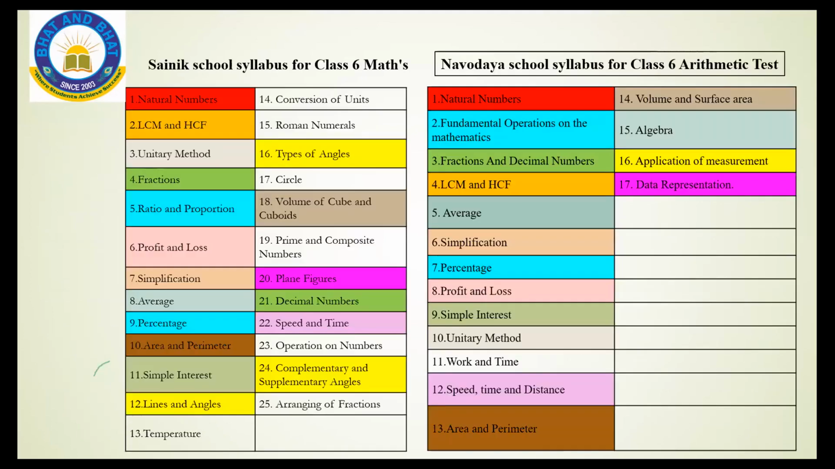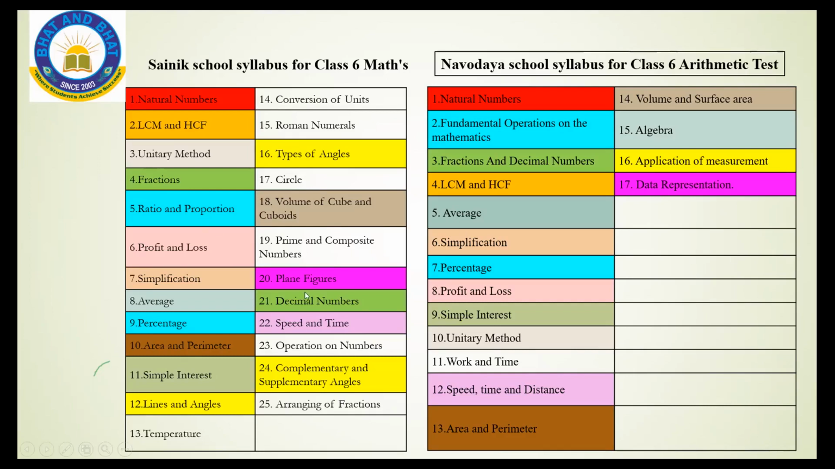Now, going to the syllabuses. Parents, please make a note of this. For both Navodaya and Sainik, what we call arithmetic in Navodaya, we call maths in Sainik. Almost the syllabus is the same. Only 2-3 chapters will differ. For example, data representation is there in Navodaya, which is one of the easiest chapters in mathematics, but that is not asked in Sainik.